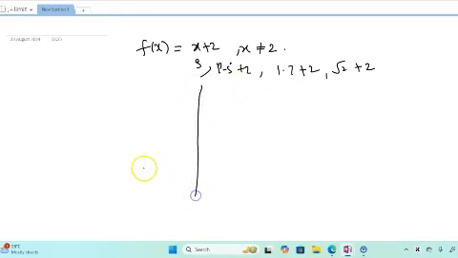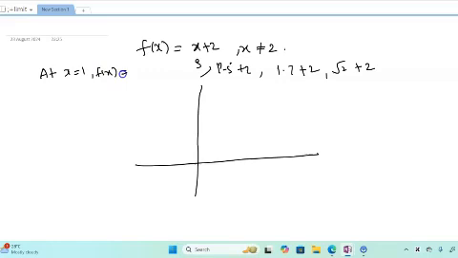Now let's see the graph of this function. So at x equal to 1, your f(x) is 3. So this is the x-axis, this is y or f(x). So at x equal to 1, your function is 3.